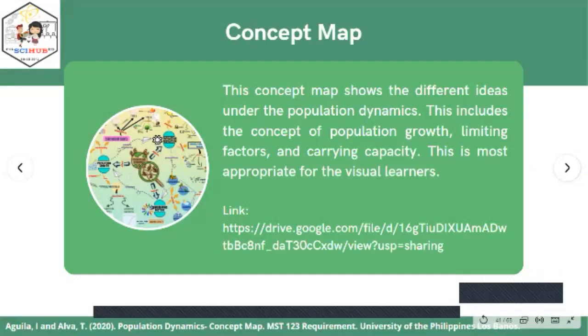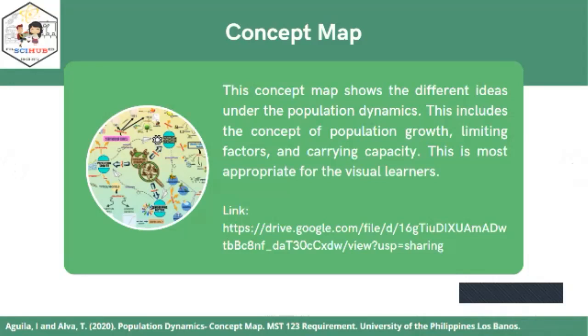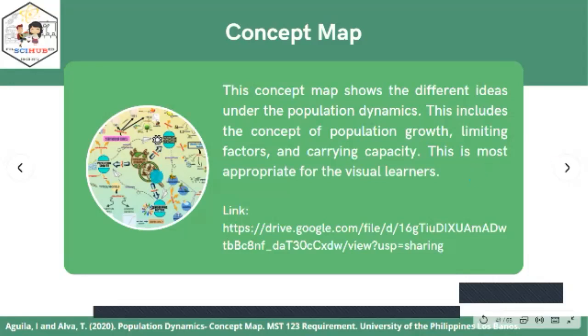And for another tip, I have created a concept map. So this concept map shows the different ideas under the population dynamics. And as you can see in the picture, there are 3 major parts of population dynamics: population regulation, population growth, which we are discussing now, and the demographic factors. But we will focus only on the population growth and population regulation as it includes the concept of population growth, limiting factors, and carrying capacity. So the link is also provided.